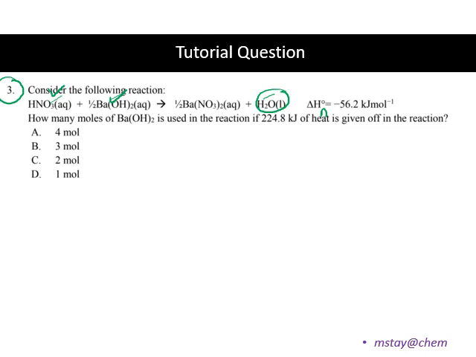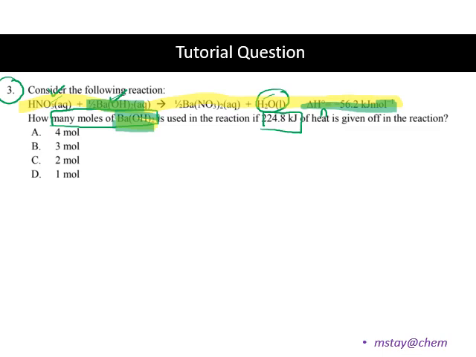So how many moles of barium hydroxide are used in this reaction if 224.8 kilojoules of heat is given off? We only have this thermochemical equation. Even though we know that this refers to the enthalpy of neutralization, in this question they focus on the barium hydroxide. So that's why we are going to compare barium hydroxide with the enthalpy change. Okay, so this is the barium hydroxide.